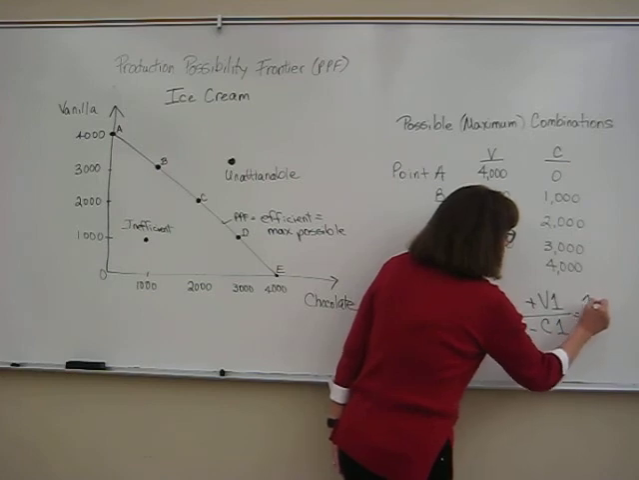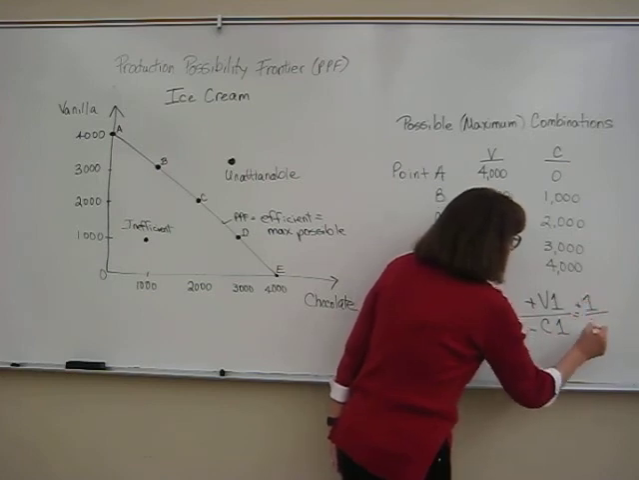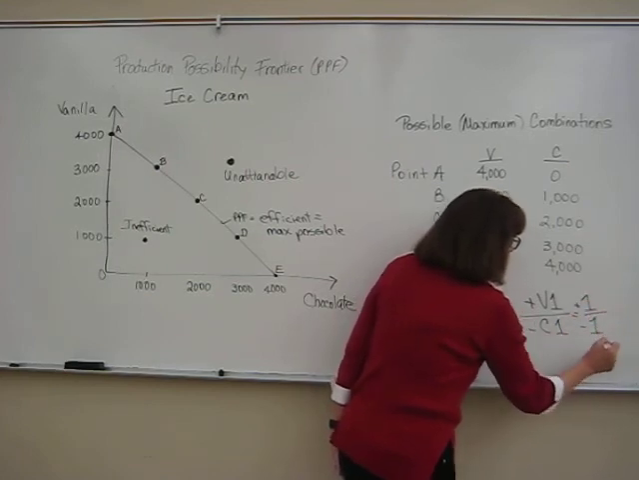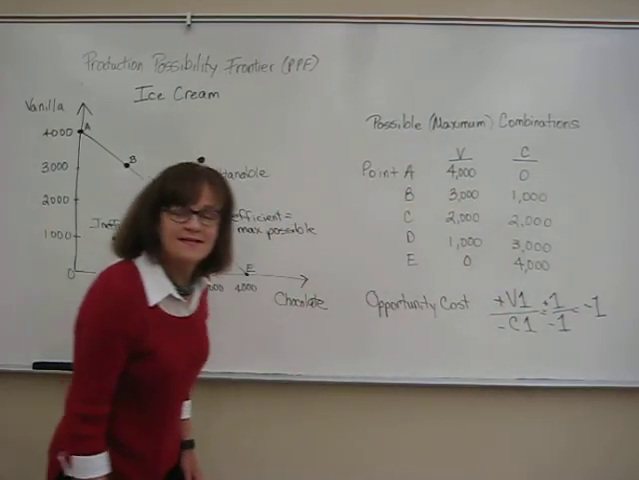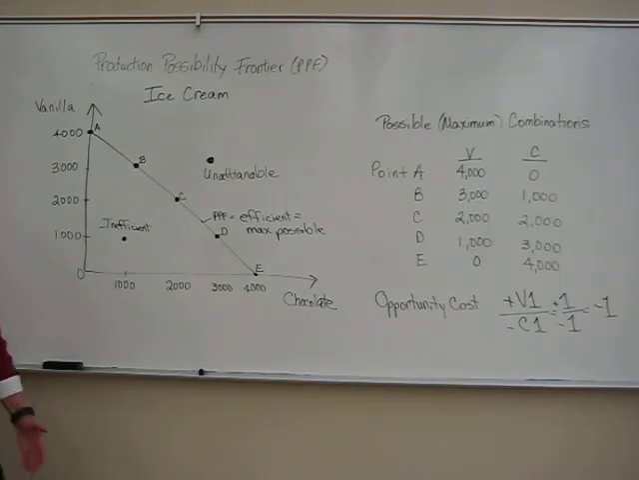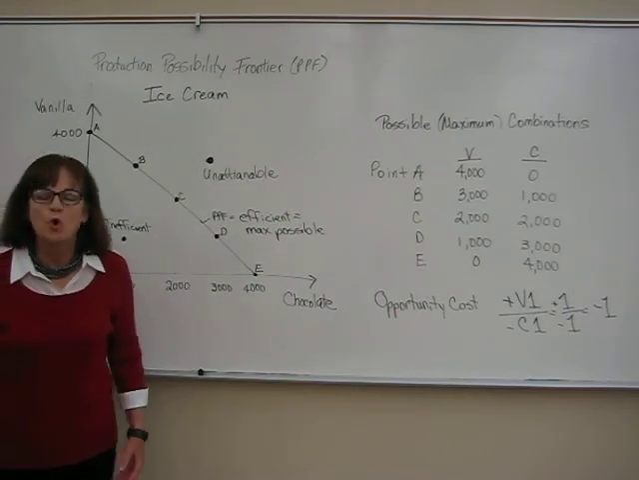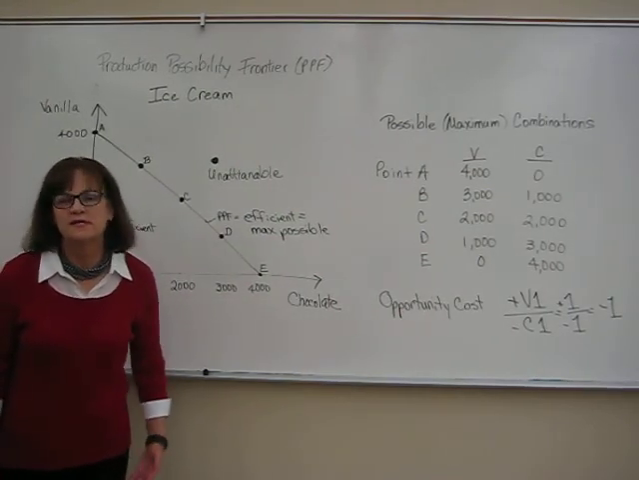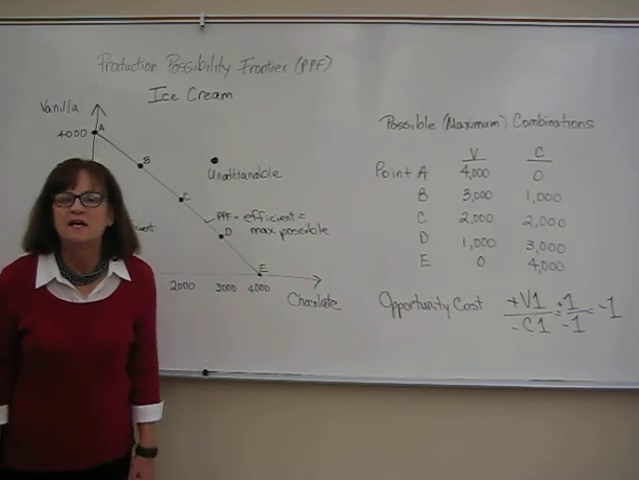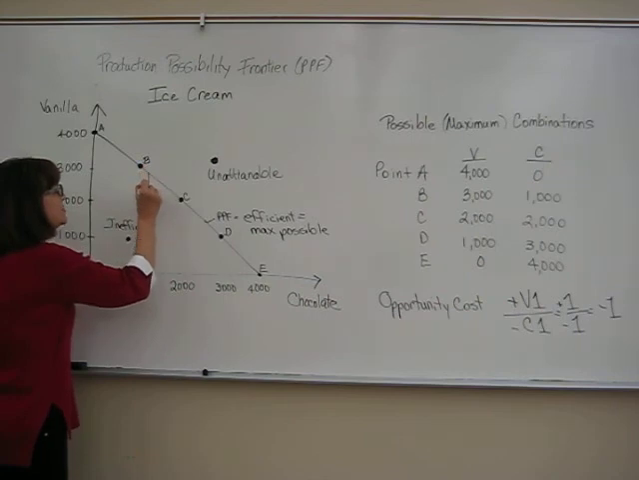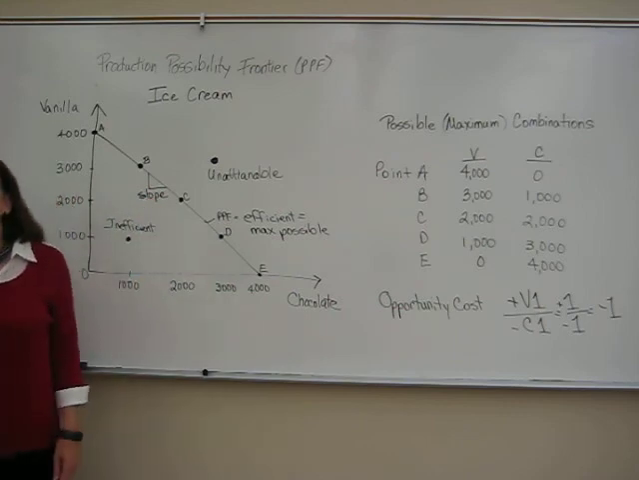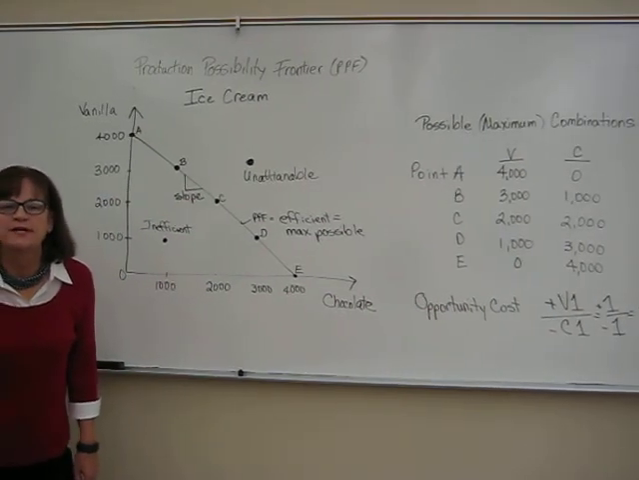So the slope of this line is -1, and that is the opportunity cost. 1 gallon of chocolate for 1 gallon of vanilla, or you must give up 1 gallon of vanilla for 1 gallon of chocolate. And that is the slope of the line. So it is a visual picture of the trade-off or the opportunity cost.